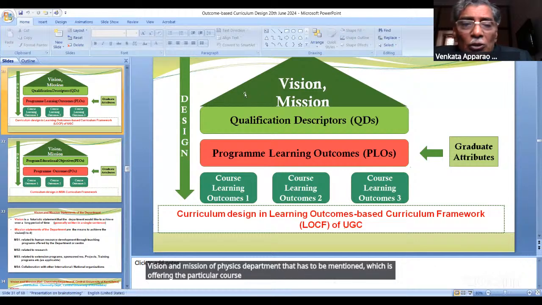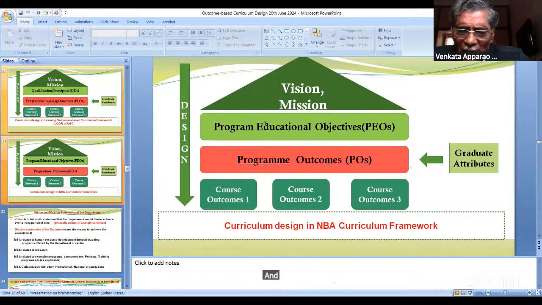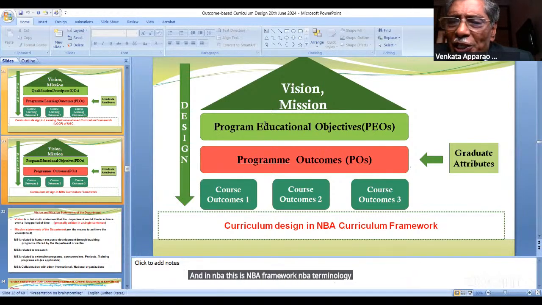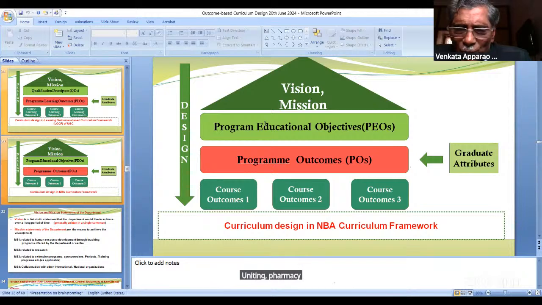Right? So then, in UGC terminology, you call it qualification descriptors. And in NBA terminology, in the NBA framework, you call it program educational objectives. Conceptually, both mean essentially the same. Engineering, pharmacy, management, architecture use this terminology.